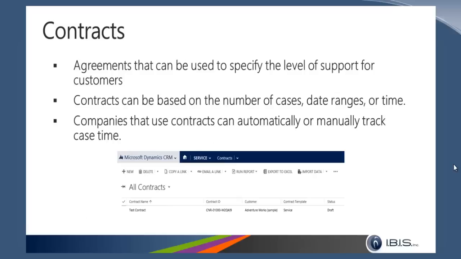We're going to move on to contracts now. Contracts are used to specify how much support service a customer has. For example, if they sign a contract for 5 support cases in a given year for X amount of money. Contracts are agreements that can be used to specify the level of support for customers. Contracts can also be based on the number of cases, day ranges, or time. And companies that use contracts can automatically or manually track case time.